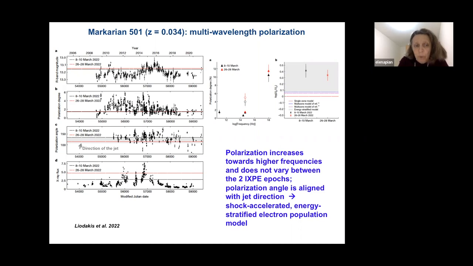So this source is known to be a polarized source. You see here the polarization degree in optical in this view graph. If you look at the four left panels, you see a historical optical light curve in R band at the top, historical linear polarization degree below, and then the polarization angle and the X-ray flux in the fourth bottom panel. The optical polarization is significant. It goes up to 6% or more. And recently, this source has been selected for observations with XPE, the recently launched X-ray polarization satellite.